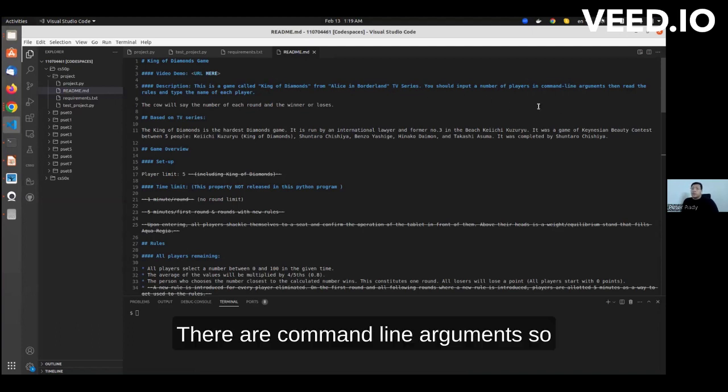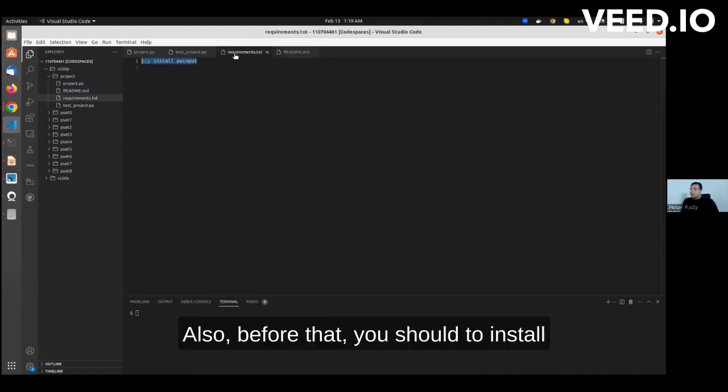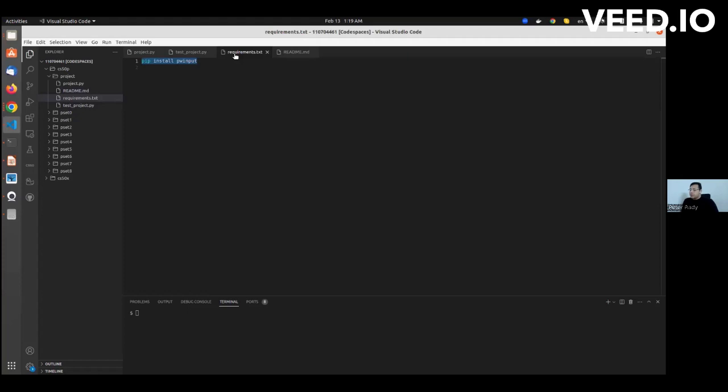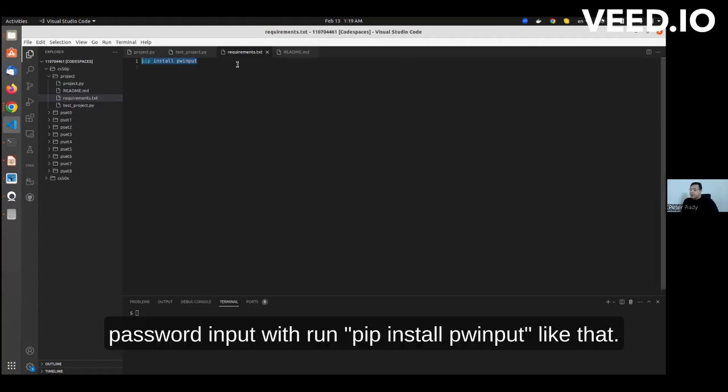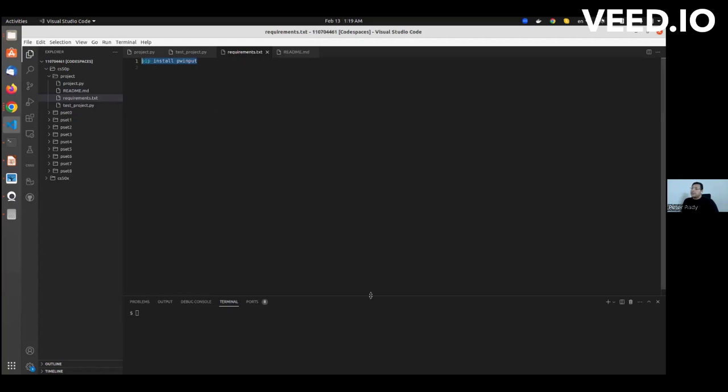There are command line arguments, so you can run python project.py -h to know the arguments required. Also, before that, you should install pwinput by running pip install pwinput like that.